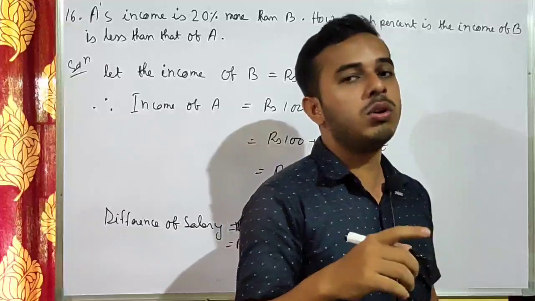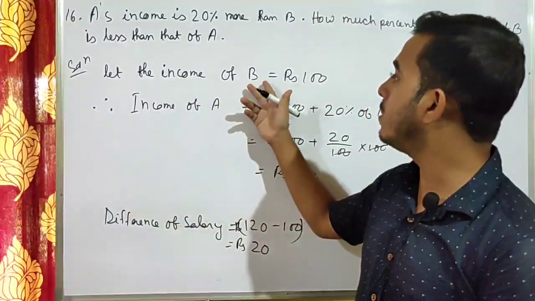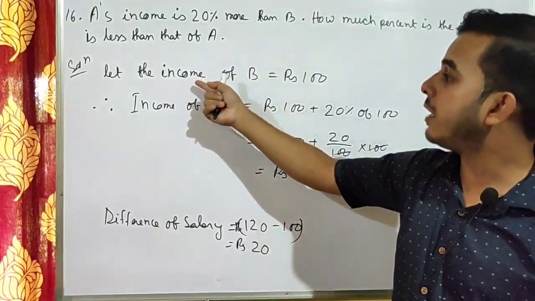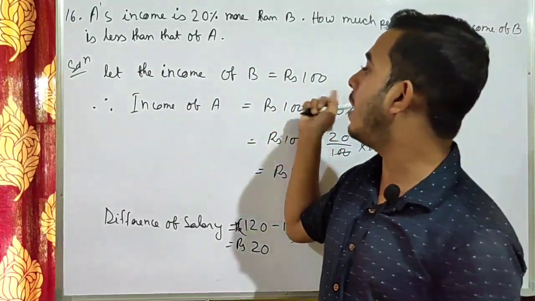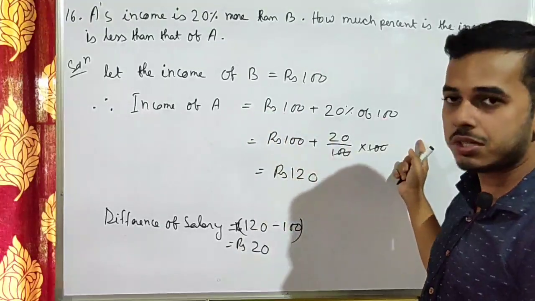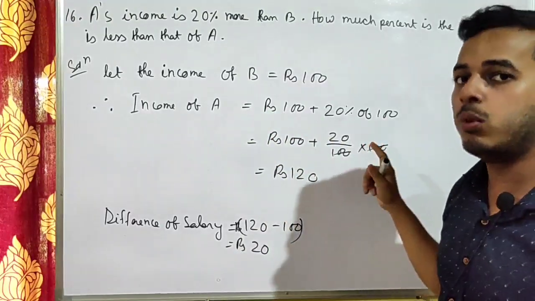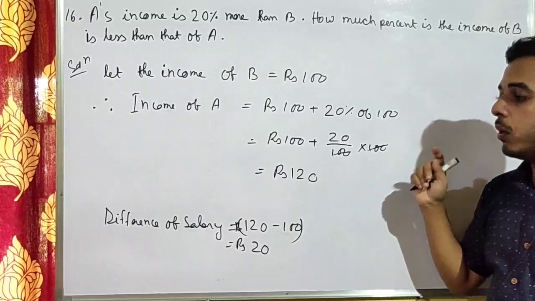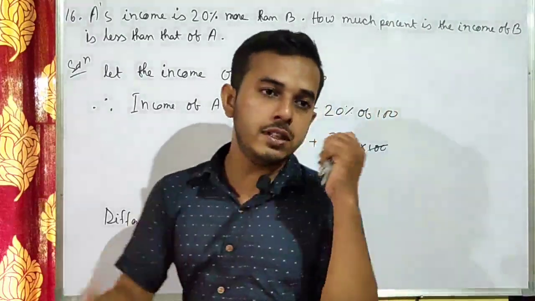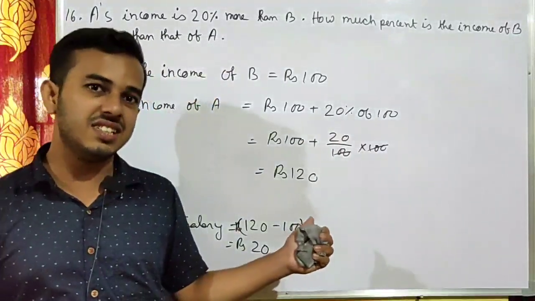Don't think that the salary of B is actually 100, okay. We have considered, let the income of B be rupees 100. So according to the question, the income of A will be 100 plus 20%, isn't it? Because it is 20% more than that of B. So it is 120. Now the difference is 20. We have to convert this 20 into percentage, isn't it?